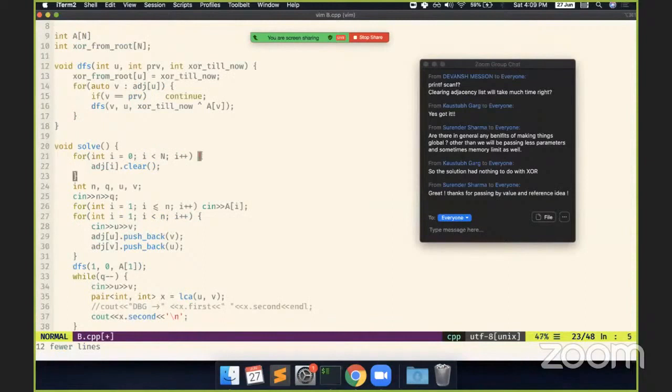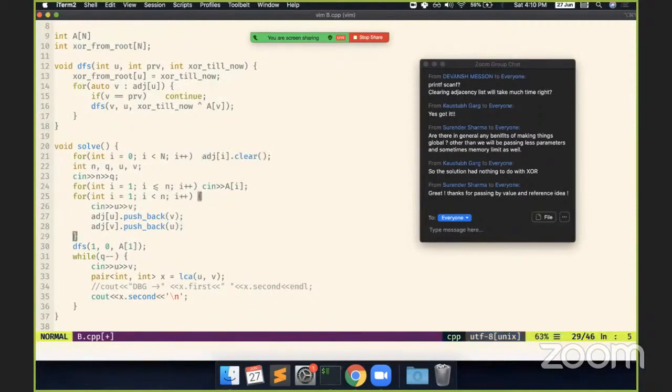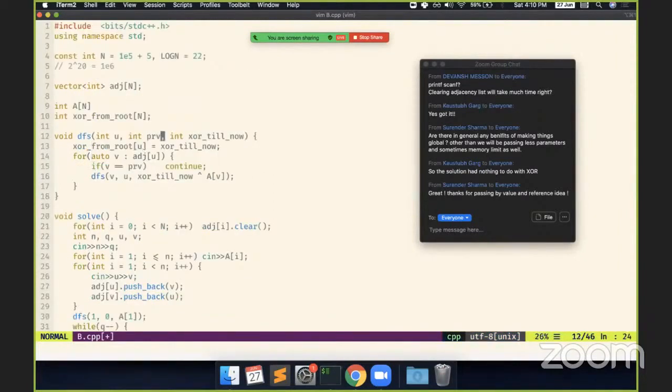So you have this, right? You cleared the adjacency list. Then you had N, Q, U, V, you took the adjacency list, you do a DFS. In the DFS, you have this additional parameter now: what's the XOR up till now? XOR from root till now, just make this a super big long variable. So XOR from root till U is basically this value. And whenever I'm going inside the DFS, I take this value and I XOR it with the new node that I'm going to. So this stores the XOR from root to U, which is equal to the XOR of the path from U to root. Everyone gets how this value is calculated and why it's calculated correctly?